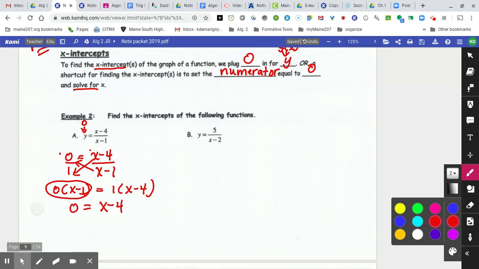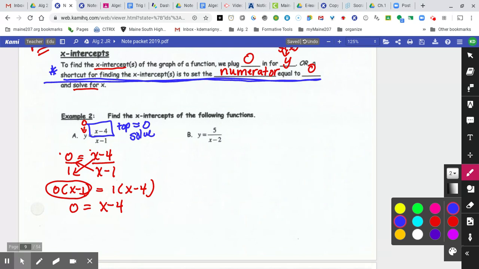If you take a look at that, you'll see that this is the numerator. So this second part that says the shortcut for finding the x-intercept is to set the numerator equal to 0, that's the reason why. If you understand the shortcut, I don't have to set everything equal to 0 and cross multiply. All I have to do is remember to find the x-intercept, set the numerator, or the top, equal to 0, and then solve. That is the shortcut for finding the x-intercept.